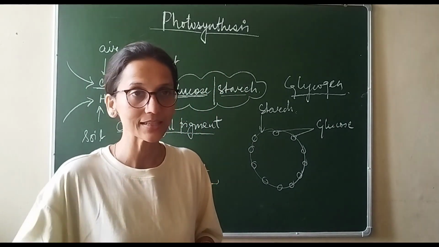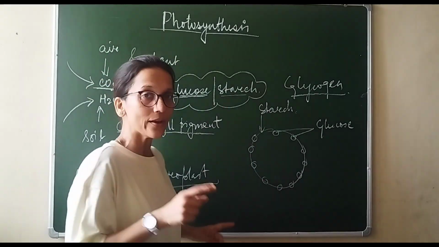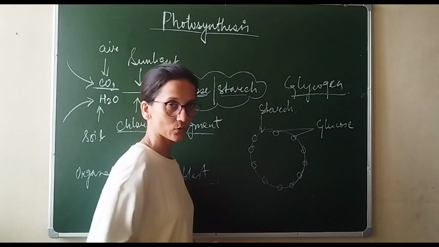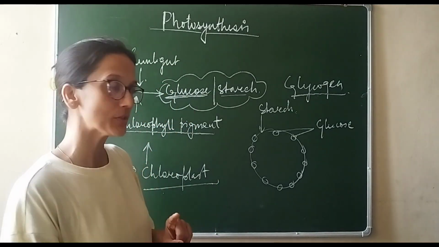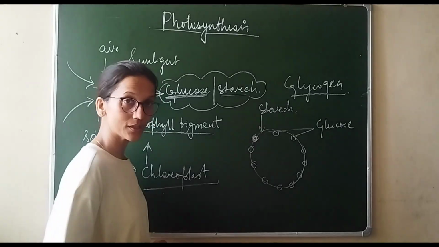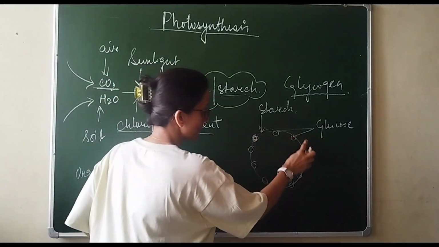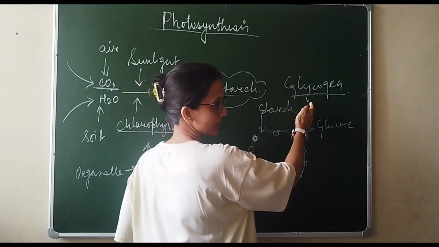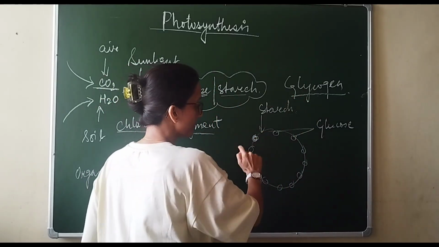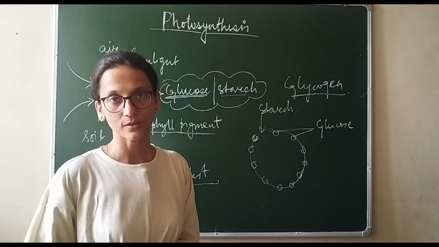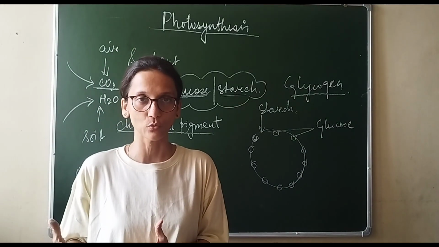Please remember this is often asked in boards: what is the stored form of glucose in plant cells? Answer would be starch. And what is the stored form of glucose in animal cells? Answer will be glycogen. And if you have to write the difference, glucose is a monomer, that means it's one single unit, but starch is a polymer, that means it is made up of many such monomers together. Same with glycogen, which is also a polymer made up of many glucose units together. So they are stored forms of glucose in the body.